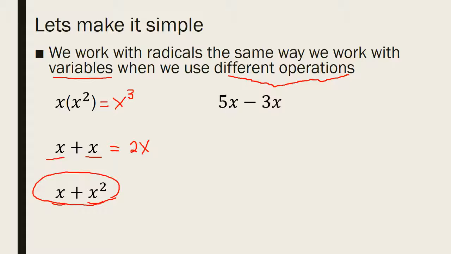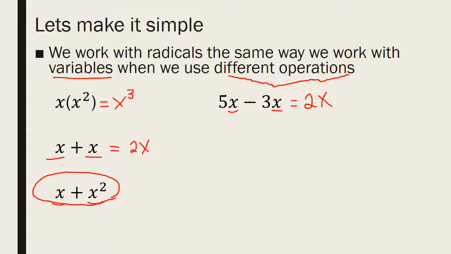Now I have 5x minus 3x. I'm subtracting variables. That means I need to look for like terms. I have x in the first term, and I have x in the second term. That means that these two terms are like terms, and I can subtract 3x from 5x. 5x minus 3x is equal to 2x.